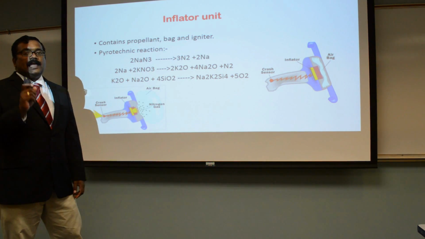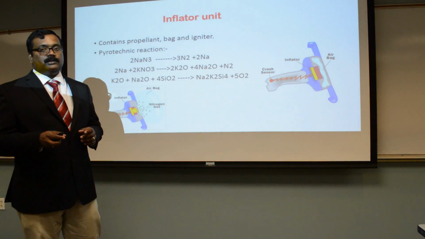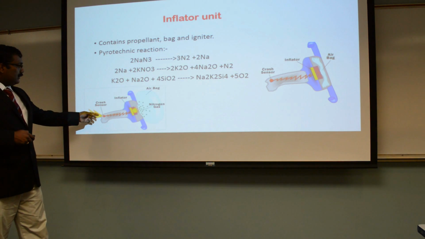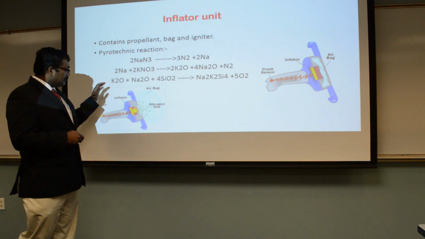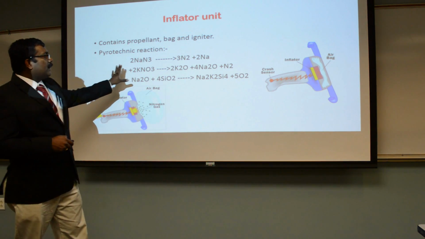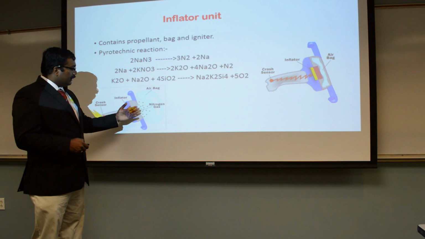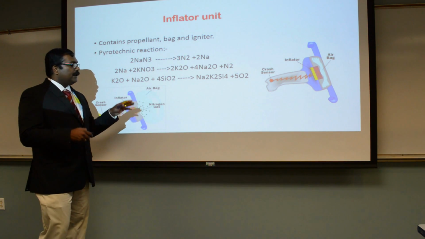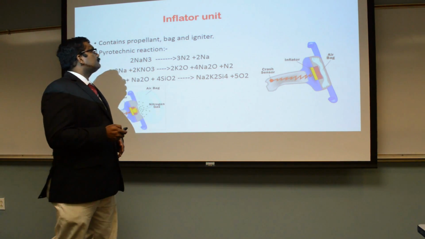When the diagnostic system receives the signal from the sensor that a collision occurred, as you can see in the picture over here, and once the signal is received, a small chemical reaction happens inside the inflator system. This is the chemical formula of what is happening inside. Nitrogen gas is emitted inside the airbag at the time of inflation, and it protects the driver at the time of collision.